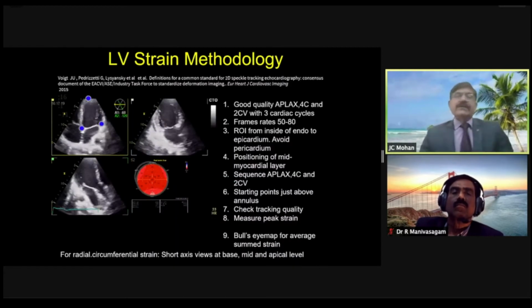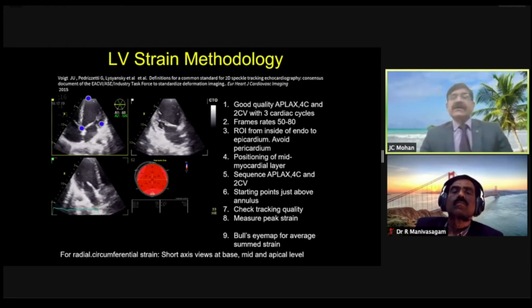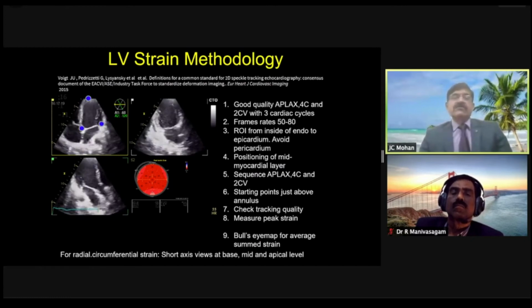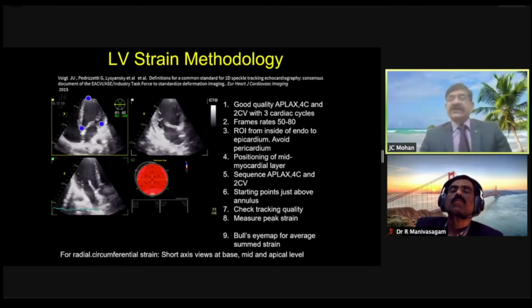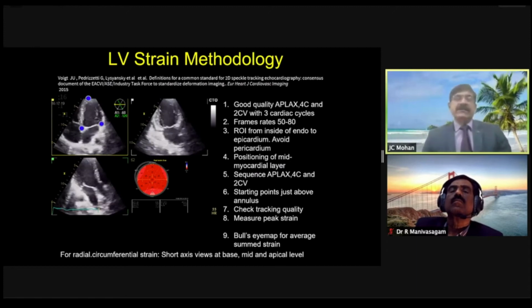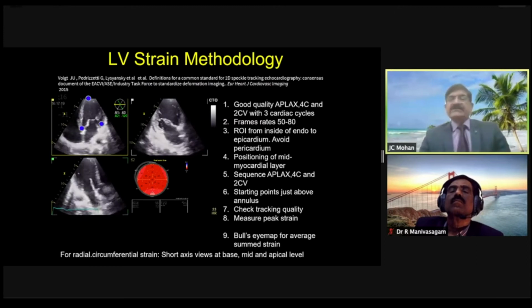How do we do it? Well, it is simple. It has been standardized by the ESC and ASE task force. Nowadays, of course, most of the machines give it automatically. All you have to do is find 3 points, and the area is covered by these 3 points. In the left ventricle, these are the medial mitral annulus, the lateral mitral annulus, and of course, the inside of the apex. What are the caveats? What are the necessities? Necessities are that you should have good quality apical images.